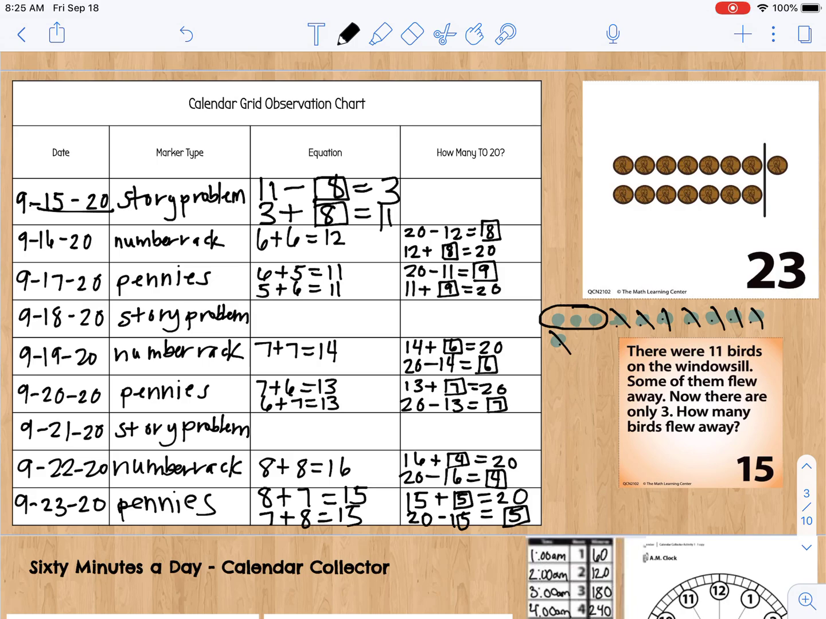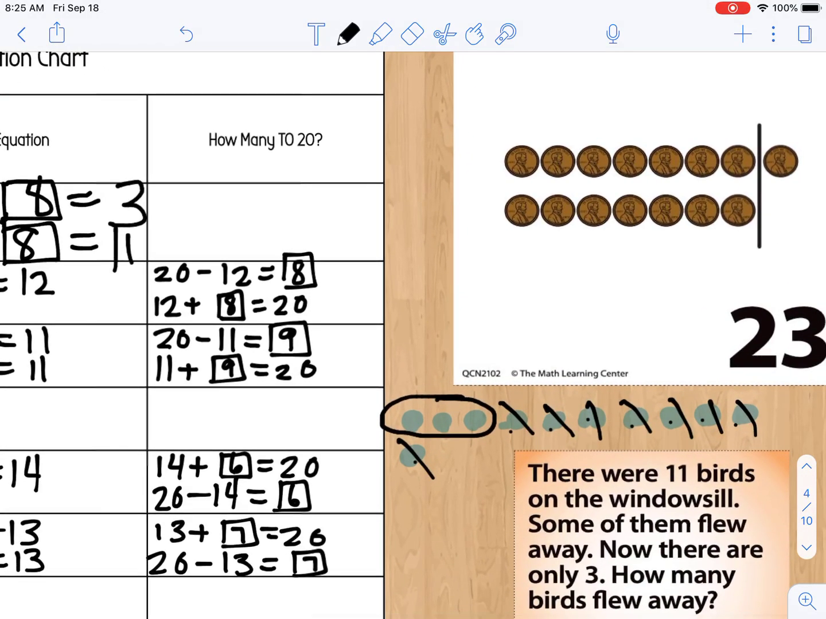Now we need to solve how many to 20. So we're thinking about the 11 birds we had at the beginning of the problem. If we have 11 birds, how many more would we need to get to 20? So 11 plus some more get us 20. Or the 20 that we want minus the 11 that we have will get us how many more to 20? So what do you think? How many more to 20? That's right, 9. There are 9 more birds to get to 20 birds.